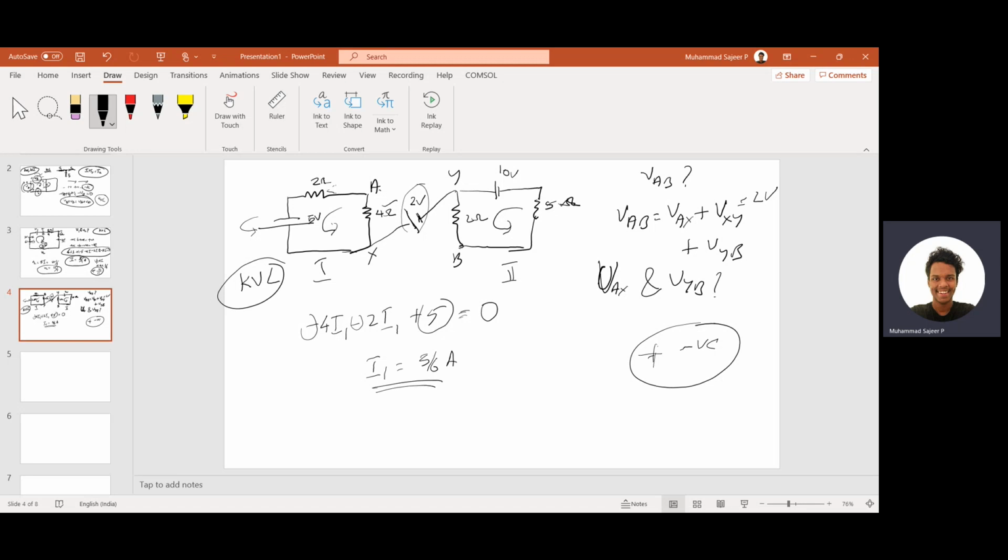Okay, if you know I1, then let's go to loop 2. Loop 2, but how will we do it? I have a 10 volt here. I just take 10 volt plus, then my current is going in the opposite direction, right? And so you have plus or minus. Should I write plus 2 ohm or minus 2 ohm? You think about it. Okay, so it is like minus 2 I2 minus 5 I2 equal to 0.